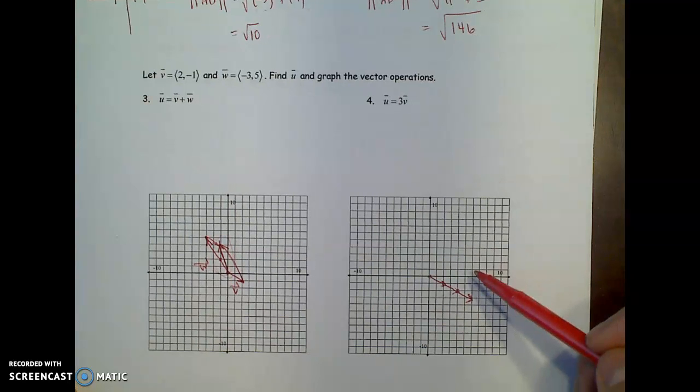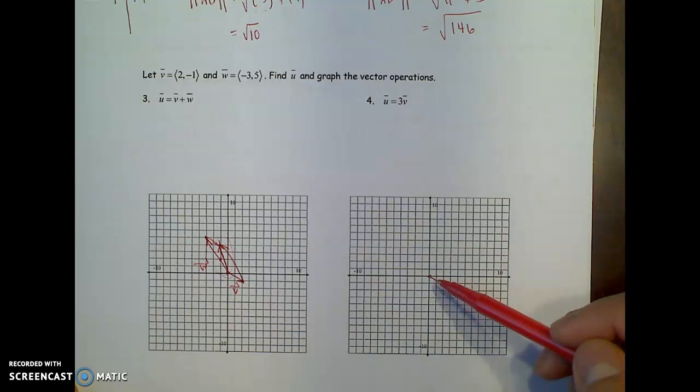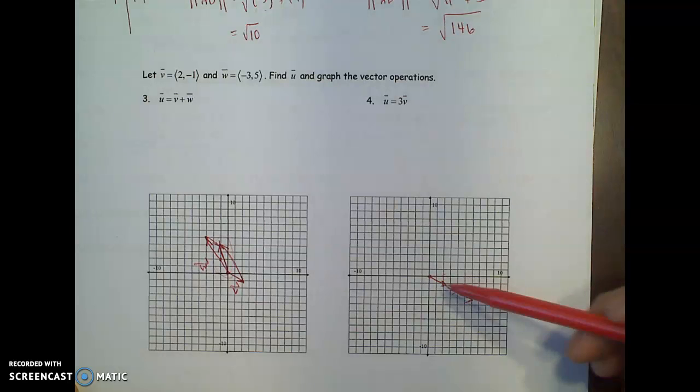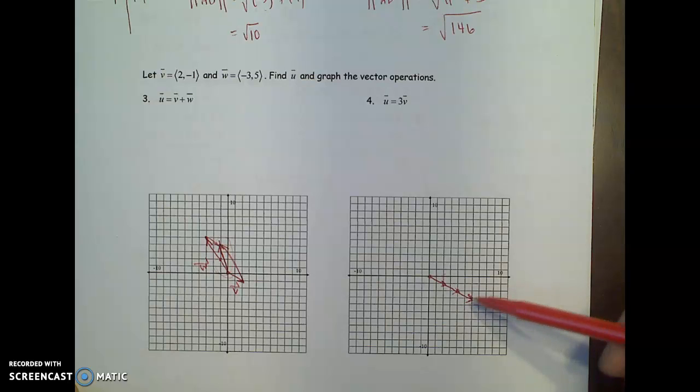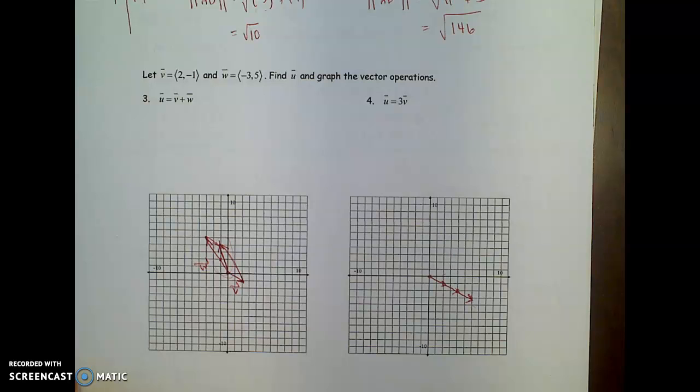Okay. Here for number 4, vector U is described as 3 times vector V. So again, vector V has horizontal component 2, vertical component -1. So here's vector V, and because I want 3 times that, I'm just going to have to do that 2 more times. So here is the illustration of 3 times vector V, or again, vector U.